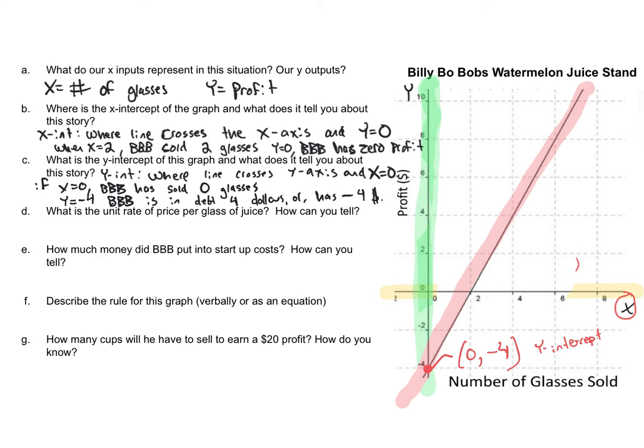Okay, so D asks us, what is the unit rate of price per glass of juice, and how can you tell? So our unit rate of price per glass, so we have price over glass. And there are a number of points on this line that can help us answer this question. The easiest thing to do if you're looking for a unit rate is find where your line intersects an integer.